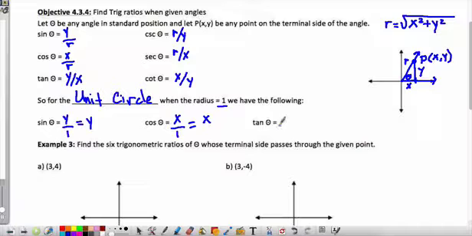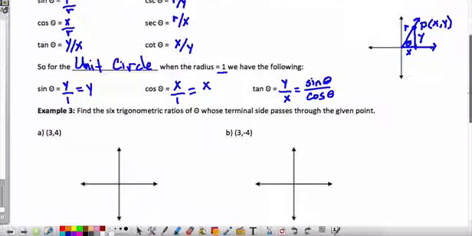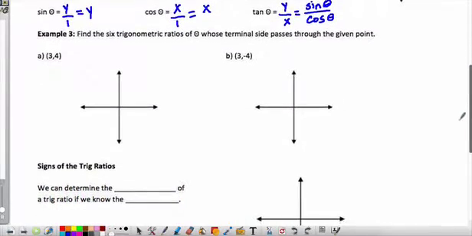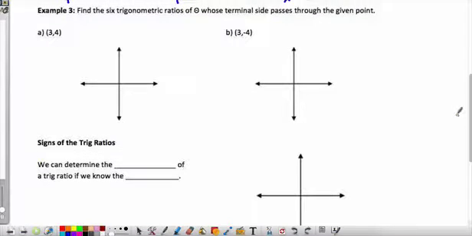And then lastly, since tangent is y over x, it's the same as sine of theta over cosine of theta. So these things are kind of interchangeable here, and we'll use that information. All right, so in this case, we're not talking about the unit circle. Okay, and I'll show you why.